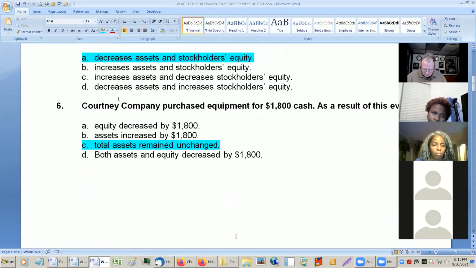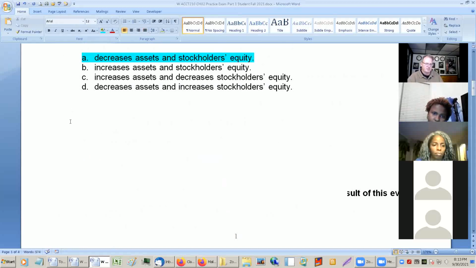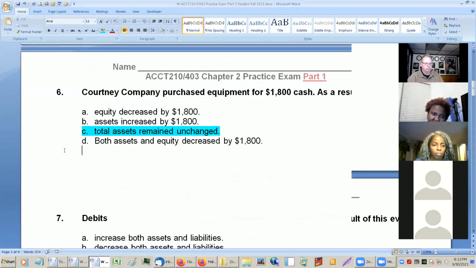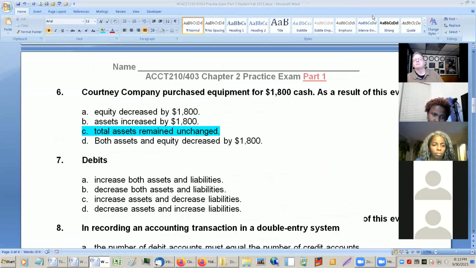I think these are on different pages. Let me match these up with the pages. Okay. Debits increase assets, decrease liabilities. You got that one right.